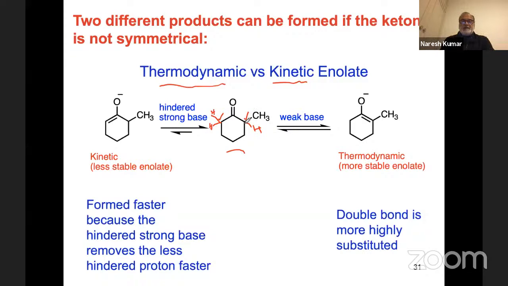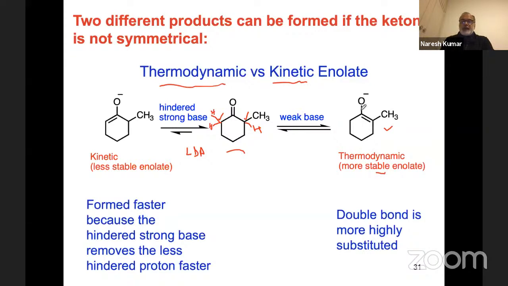But the problem here is this side is going to be a little bit blocked because there's a methyl group present at that carbon. So if you have a hindered base like LDA, we talked about LDA in the last lecture, that is a hindered base, and the hindered base can come very easily on the left-hand side to remove this proton.